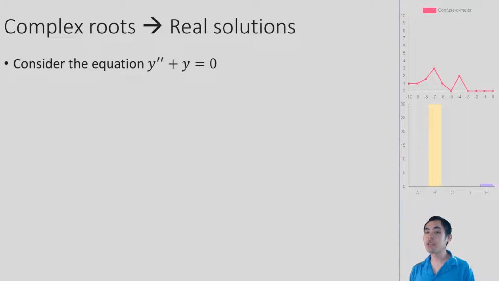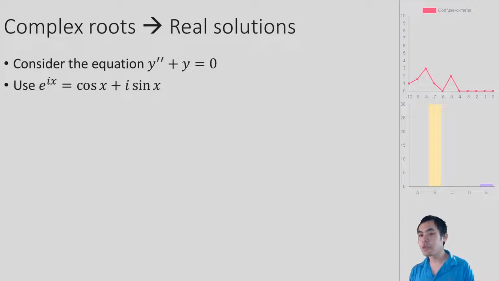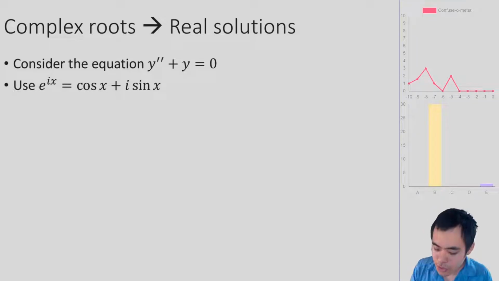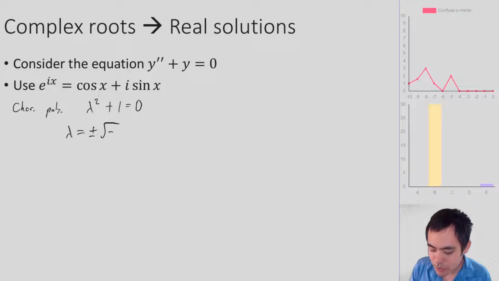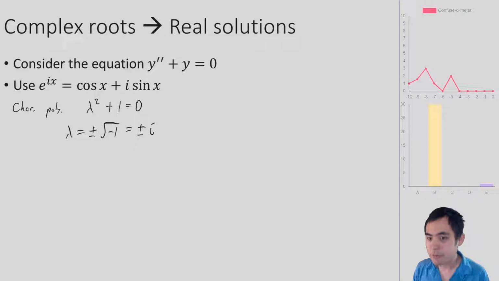So consider the equation y double prime plus y is equal to 0. And we're going to use Euler's formula, so I'm going to put that here. And let's try solving this differential equation. So when we solve this differential equation, the first thing we'll say is, well, we want the characteristic polynomial to be equal to 0. So that's lambda squared plus 1 is equal to 0. Well, when you do that, you find that lambda is equal to plus or minus the square root of minus 1, so it's equal to plus or minus i.